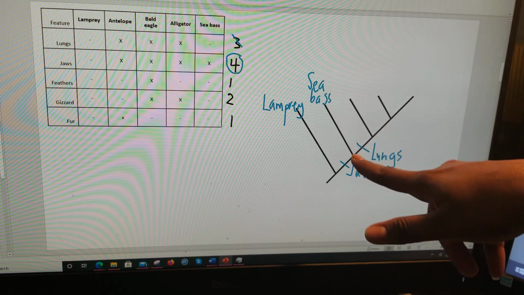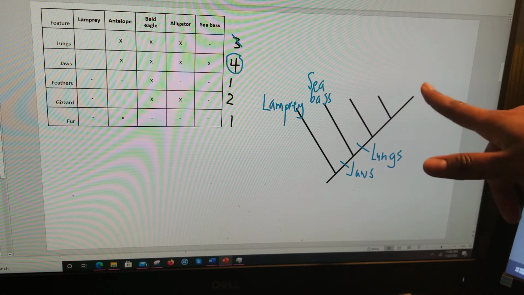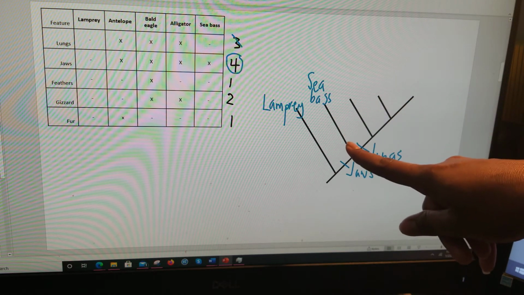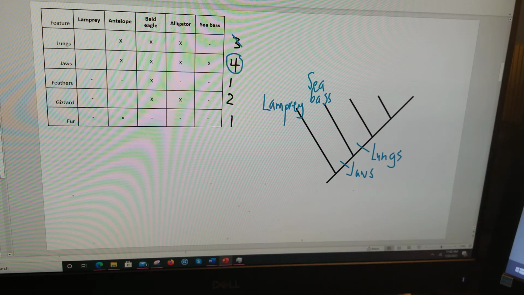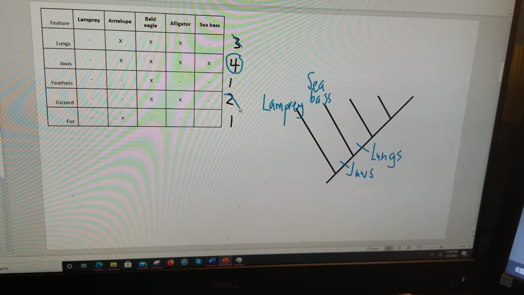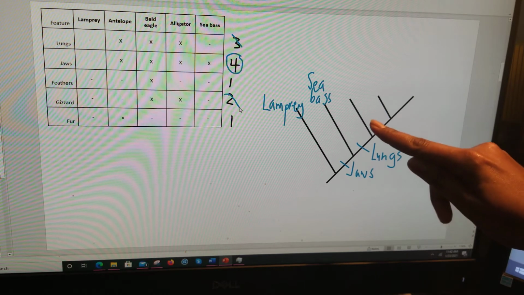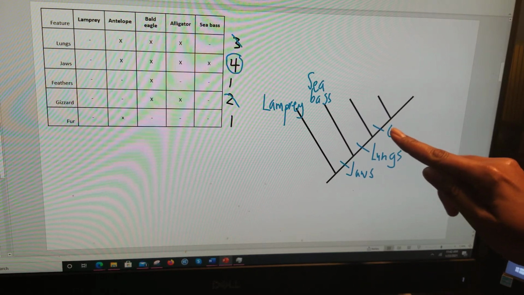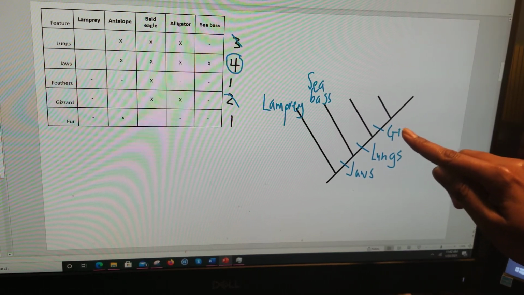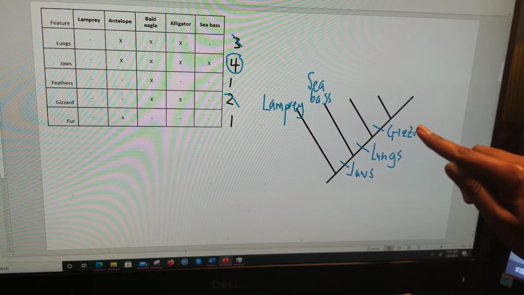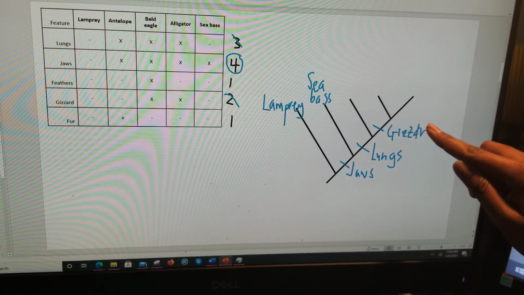The one was the sea bass, and the others had lungs, where the sea bass did not have lungs. Okay, so now our next number on our table is number 2, the gizzard. After the divergence event, organisms with gizzards arrive.